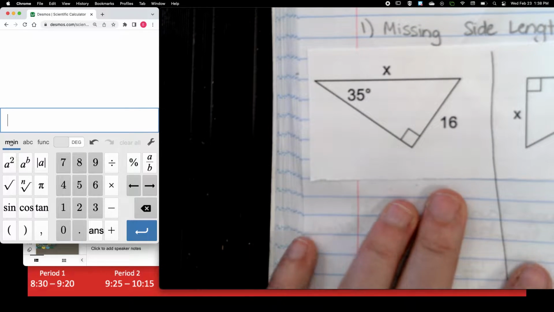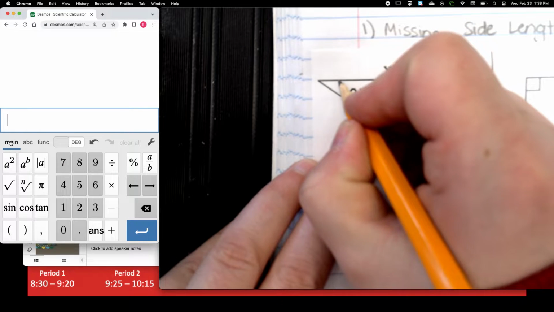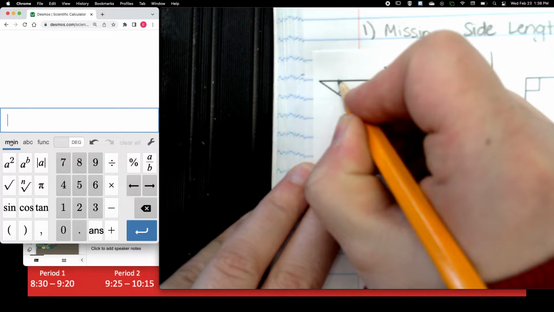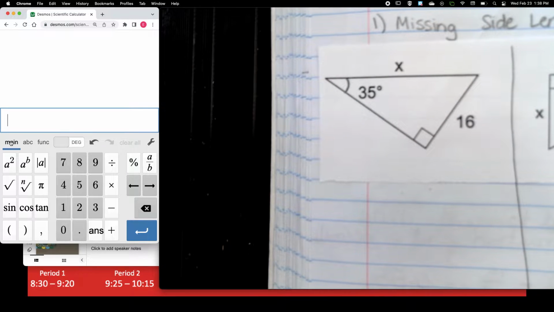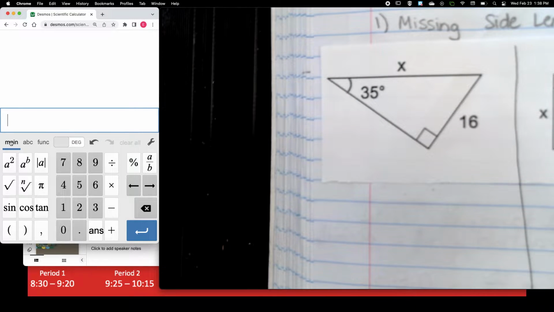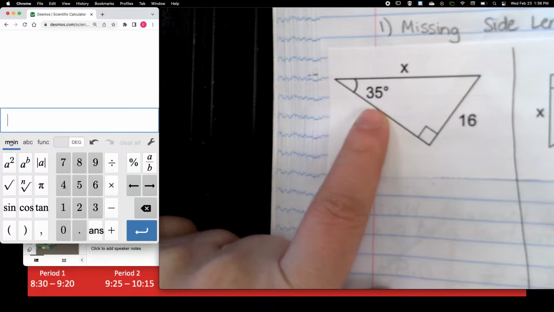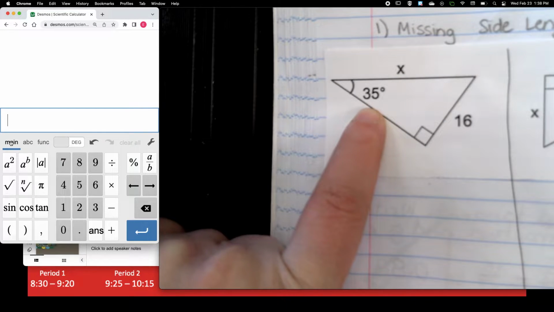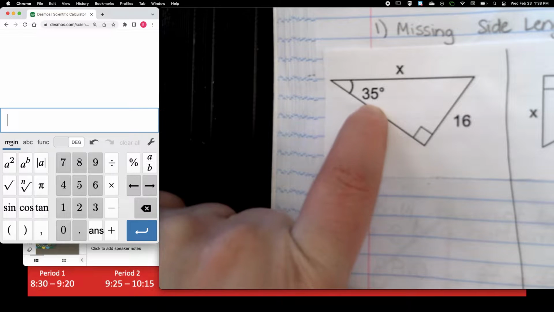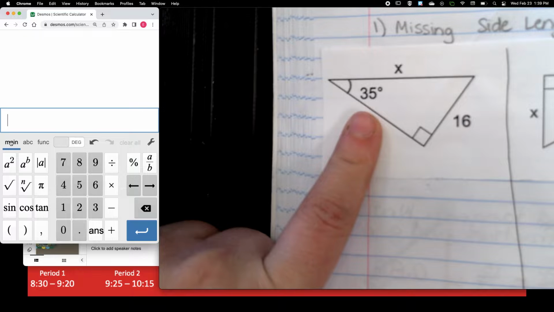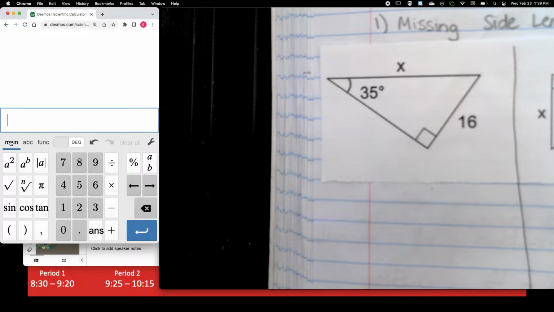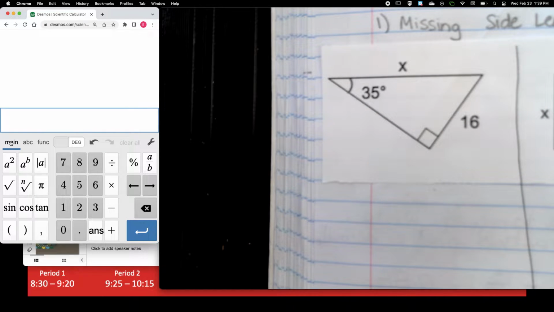Okay, 35 degrees. That's this angle here. What do we call that angle that we are looking specifically at? Good, the reference angle. So this is our reference angle, which means that's how we're going to decide which ones are opposite, hypotenuse, and adjacent. I always start with opposite and hypotenuse. That's easiest for me. Adjacent is kind of the goofy one that I have a tough time with that I always leave till the end.